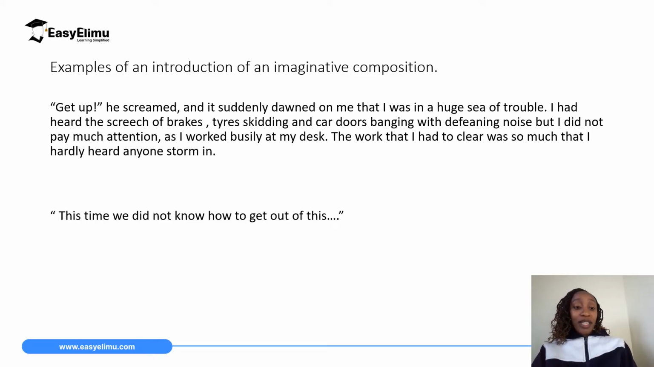Let us look at the second one. This time, we did not know how to get out of this. It is only one sentence, but it makes you want to know: get out of what, where, how, why, when. It makes you curious to read the next sentence and the next sentence, and eventually read the entire composition. So try as much as possible for your introductory sentence and introductory paragraph to make your reader as curious as possible. That is the only way to catch their attention so that they can read the next paragraph and the next one and the next one, and before they know it, they have read the entire composition.